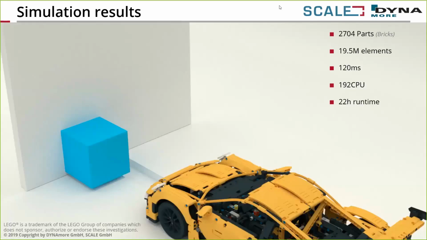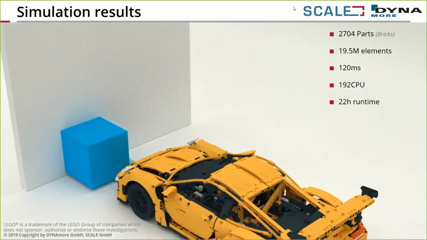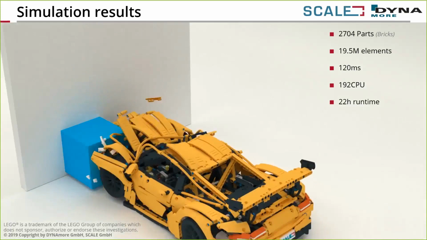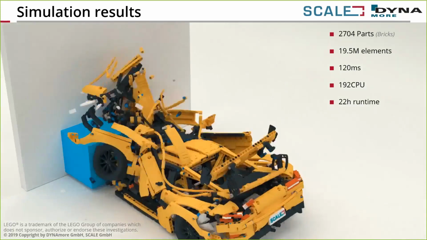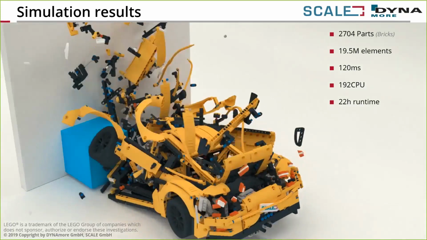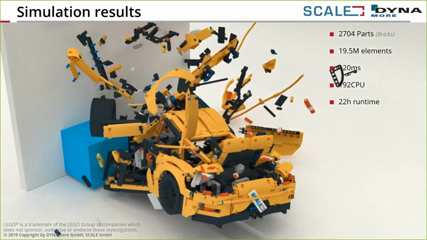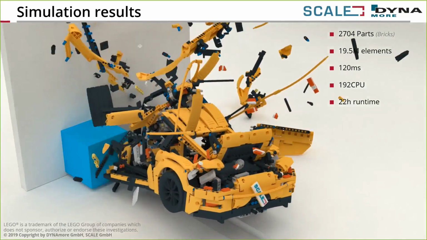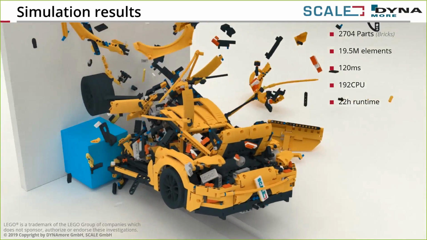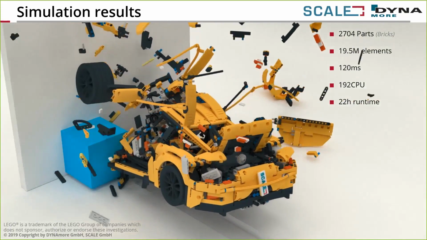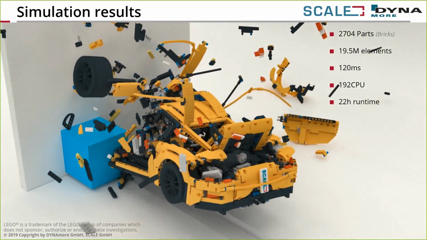Okay, and with this and many more efforts to try to validate it, we got actually this simulation results, which you can see here. This was a quite large model. As I told earlier, it consists of 2,704 parts. The model had already 20 million elements, and on 192 CPUs, it ran about 22 hours, which is quite good for such a big model.